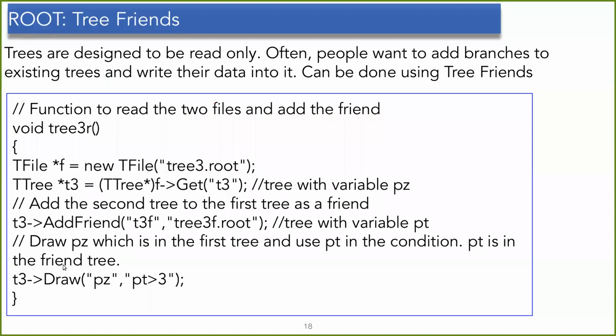Now I will talk about two more things, and the first thing is the TFriend. It happens often that you have a tree and you want to add some additional branches to some existing tree, and for that one can use the tree friend. So how to do it? Here I have put a small example of the tree friend.